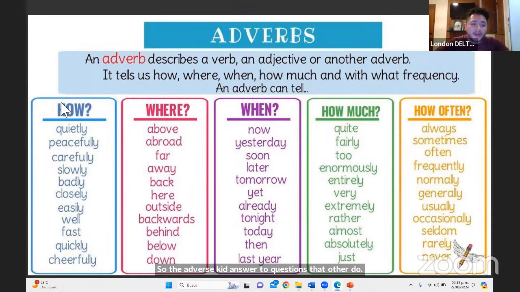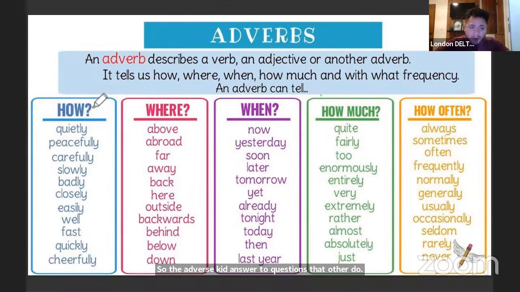For example, if I say, I do homework, how do you do homework? Where do you do homework? When do you do homework? How much? How often? So when I say, for example, how do you do homework? ¿Cómo haces tarea? Pues pacíficamente, cuidadosamente, lentamente, bien, fácilmente, right? So all these words are adverbs.